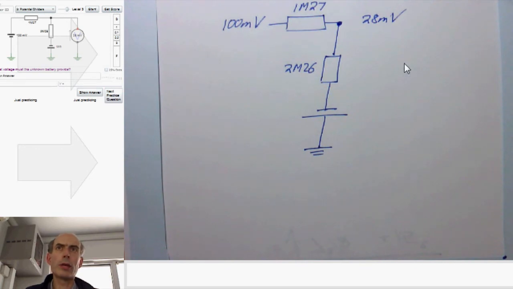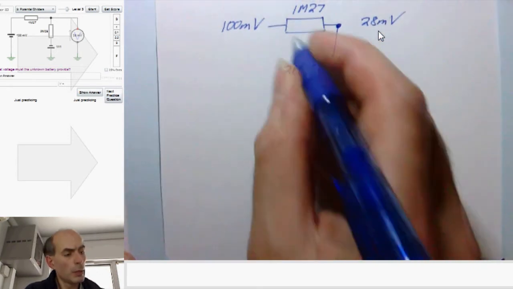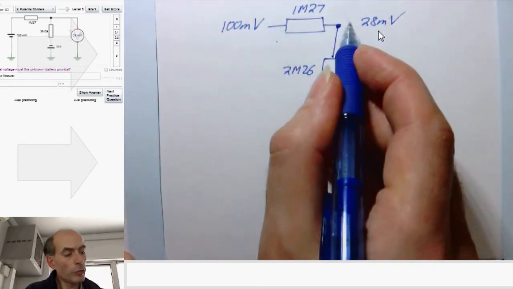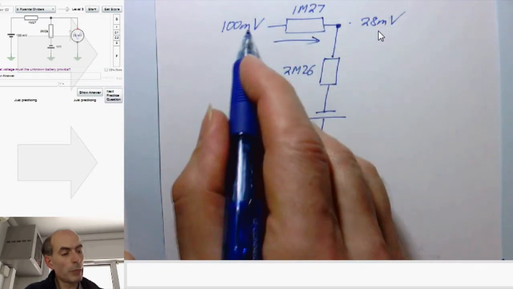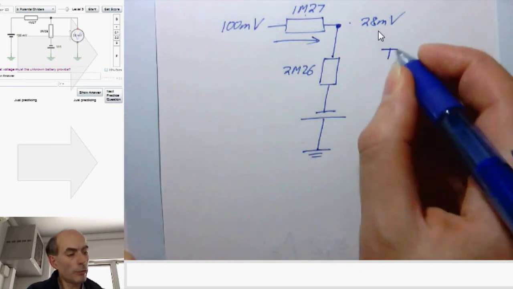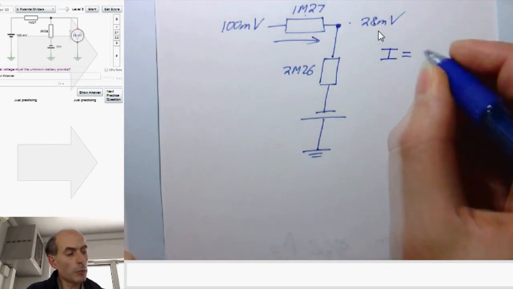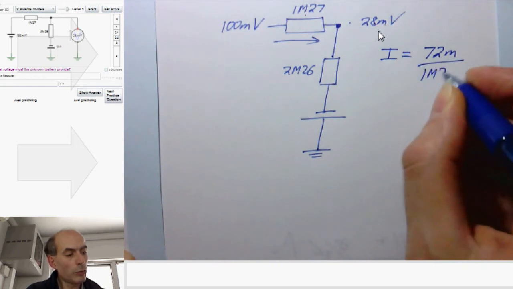if we know that the voltage here is 28 millivolts, then we can work out the current, because we know the voltage across this resistor. It's just 72 millivolts, from 100 millivolts down to 28 millivolts, and we know the value of the resistor, so the current flowing in this potential divider must be 72 millivolts divided by 1 meg 27.